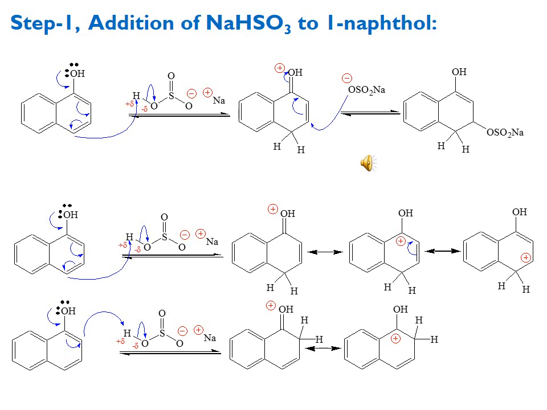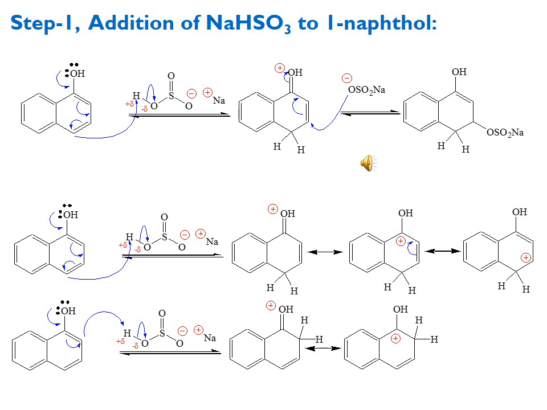Here is the case of 1-naphthol, the addition of sodium bisulfite to 1-naphthol. Here you can see the movement of the lone pair of oxygen towards the carbon, making it a double bond, and the carbon-carbon double bond is resonated towards the next carbon-carbon single bond, making it a double bond, and the next carbon-carbon double bond is moved towards carbon, making it a negative carbanion as a nucleophile, which abstracts the proton from sodium bisulfite and gets two protons at this position.